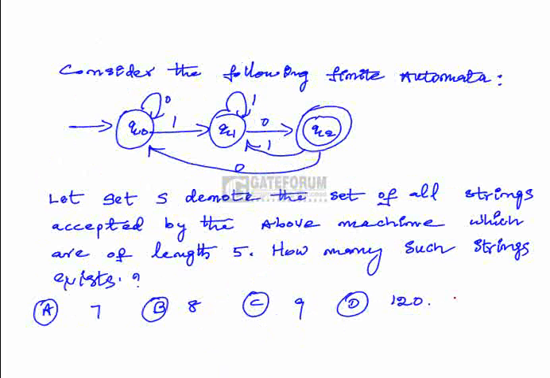Following finite automata, Q0, Q1, Q2 are the states. These are the transitions. Let S denote the set of all strings accepted by the above machine which are of length 5. How many such strings exist? Minimum string is 1, 0. Actually, this is a DFA for all combinations of zeros and ones which are ending with 1, 0. So every string should end with 1, 0.